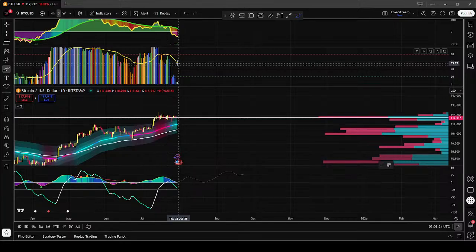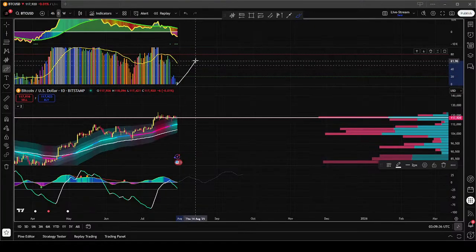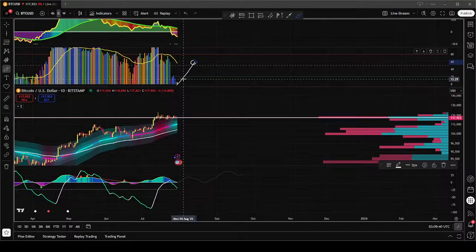And of course, this indicator is telling me institutions are, in theory, coming to the markets. Remember, in theory, because we don't know exactly who they are. And potentially we could see another bounce here in volume. I know it's complex.